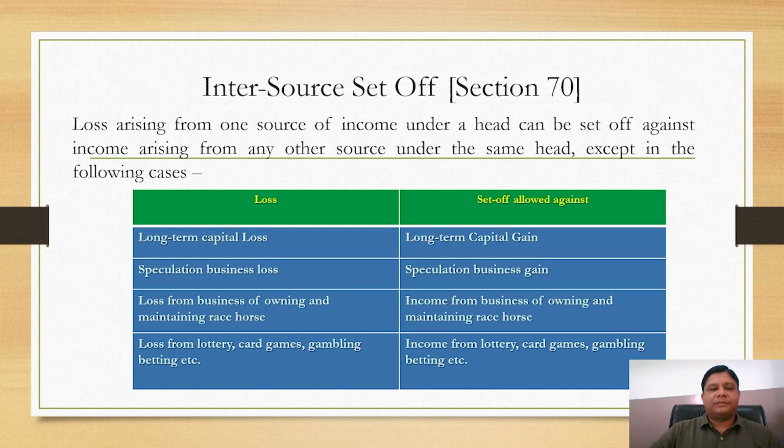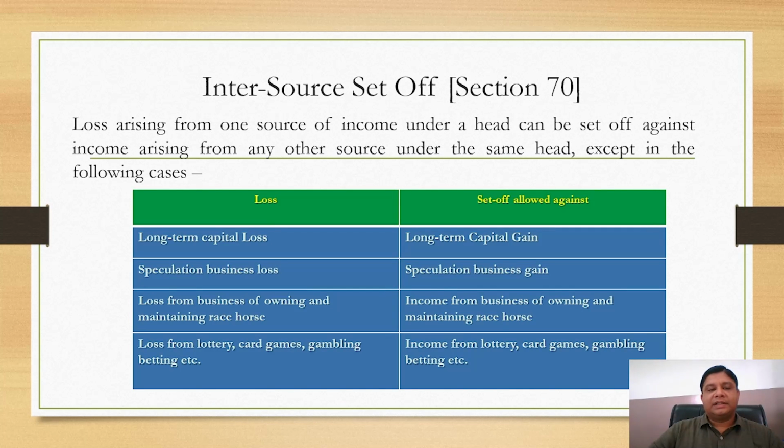Moving further, inter-source set off, section 70. Loss arising from one source of income under a head can be set off against income arising from any other source under the same head, except in the following cases. Cases, loss set off allowed against: long-term capital loss, long-term capital gain; speculation business loss, speculation business gain; loss from business of owning and maintaining racehorses; loss from lottery and games, gambling, etc.; income from lottery, games, gambling, etc.